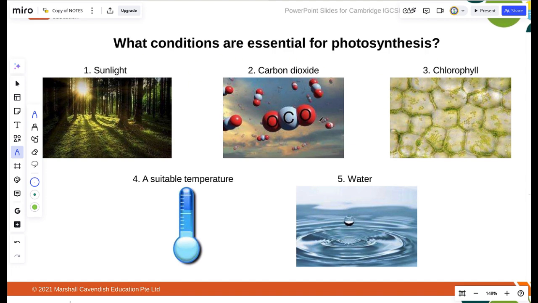This is one of the global warming gases, greenhouse gases. Methane and carbon dioxide are greenhouse gases. So carbon dioxide is another requirement for photosynthesis. So we need the sunlight, we need carbon dioxide.